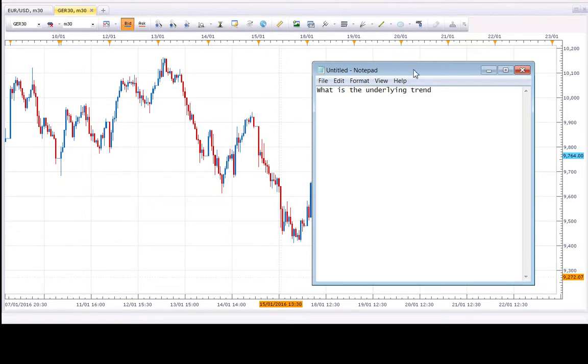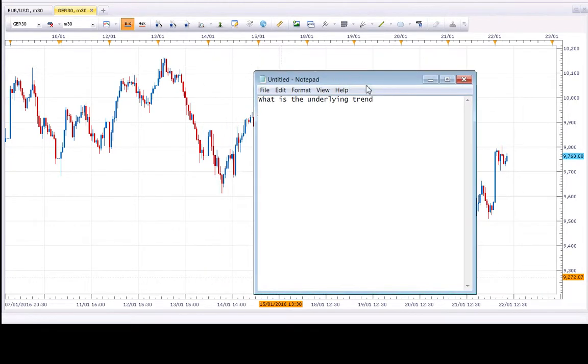For today, we're just going to be taking a look at short-term trading or day trading, not swing trading. So we're going to be looking to pretty much get in and out of our trades quite quickly in order to make fast money and move on to the next trade. Okay. So what's the underlying trend?